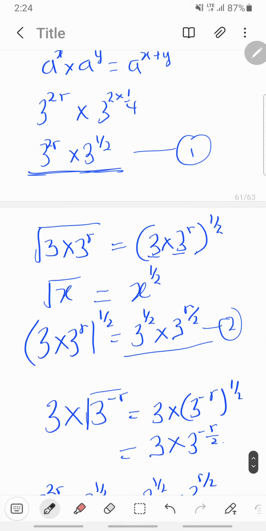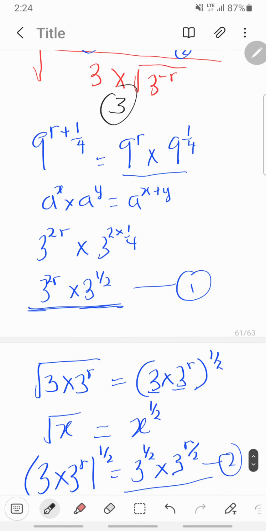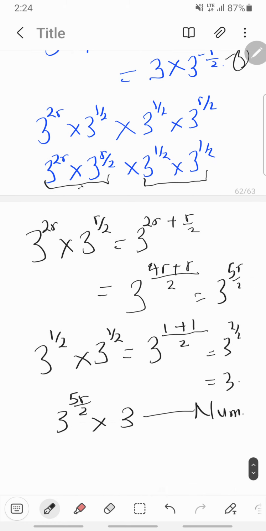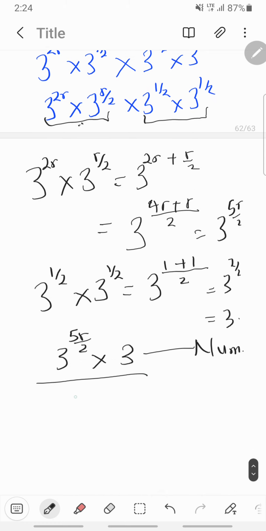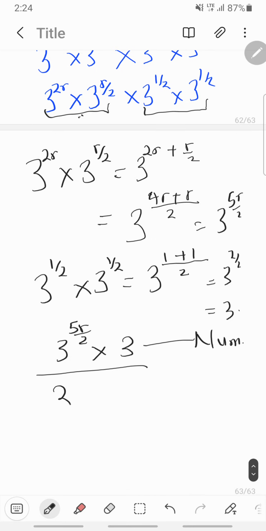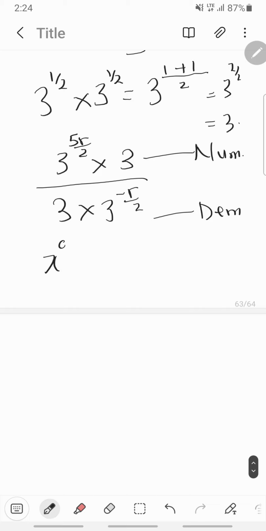Then the denominator, since it doesn't have anything to regroup, is 3 times 3 raised to minus r over 2. That is our denominator. And remember, if you have x to the power of a divided by x to the power of b, it is the same thing as x to the power of a minus b. That is another law of indices.